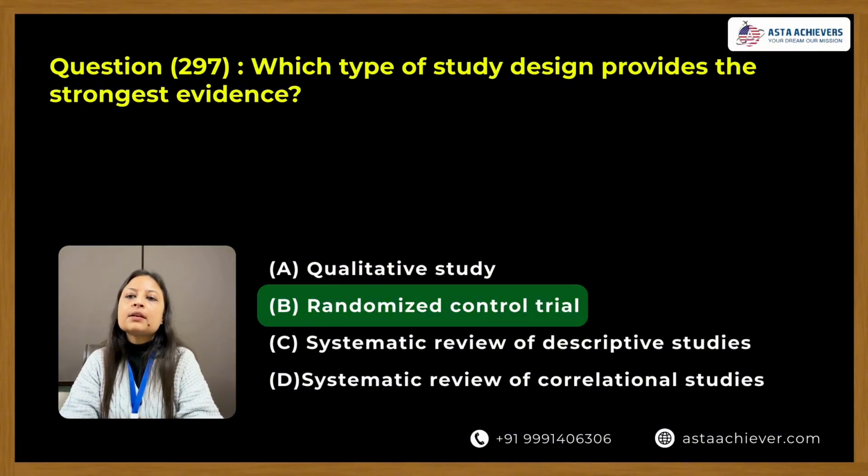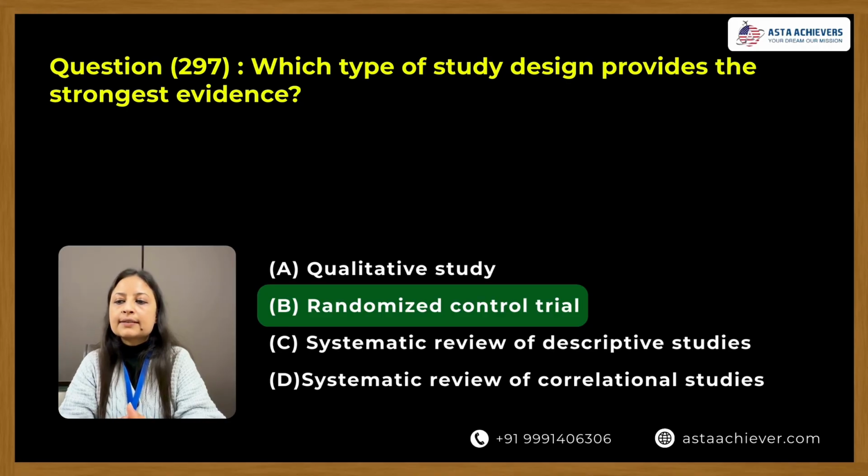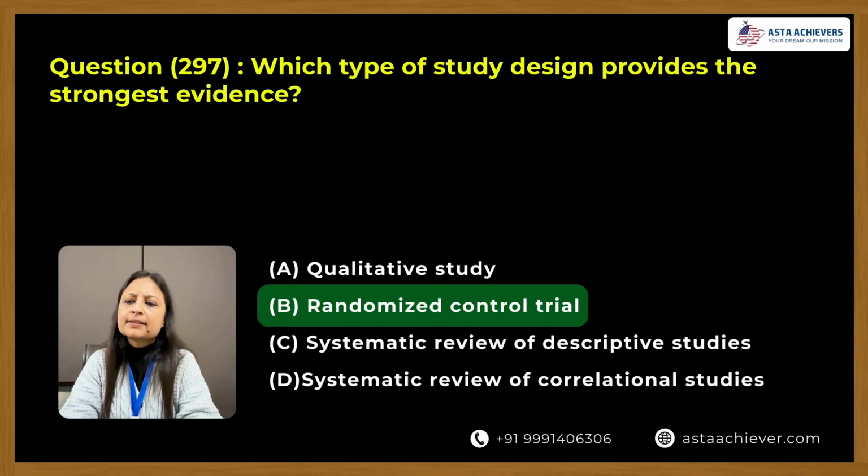So option B, randomized control trial is the correct answer, because randomized control trial is a rigorous prospective experimental study design that randomly assigns the participant into at least 2 groups, an intervention group and control group, to compare the outcome and determine the cause and effect relationship.